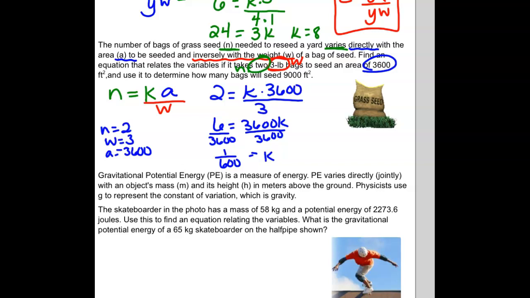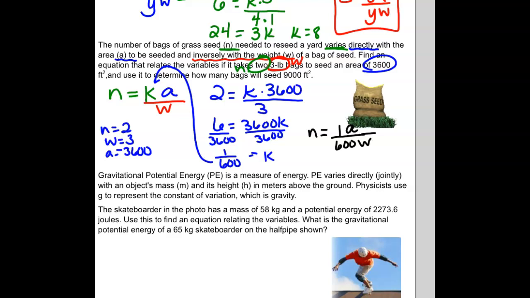So to write our equation now, we're going to plug this back in for K. So N equals our K value, 1 over 600, times our area. So we're timesing by A. And we're dividing by W, so the W is going to go in that denominator for division. So we really have N equals A divided by 600W.